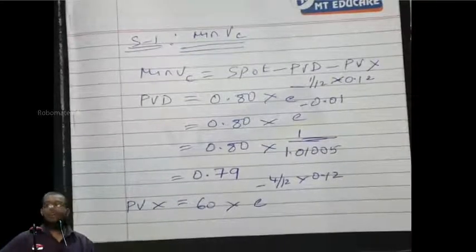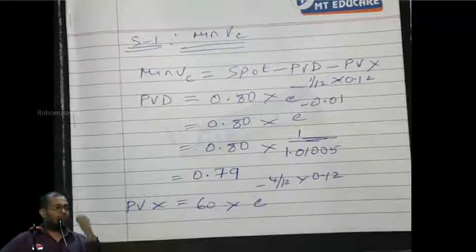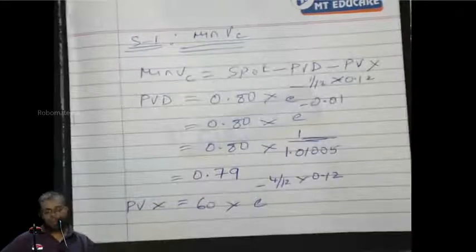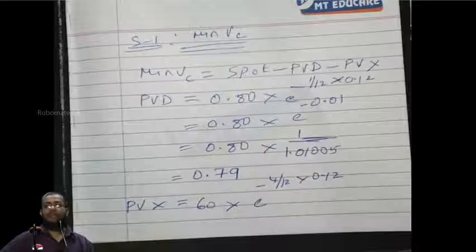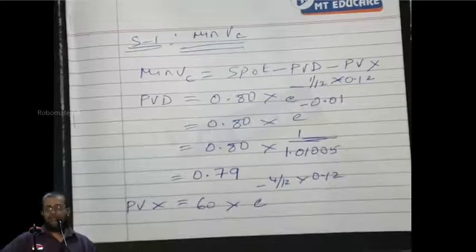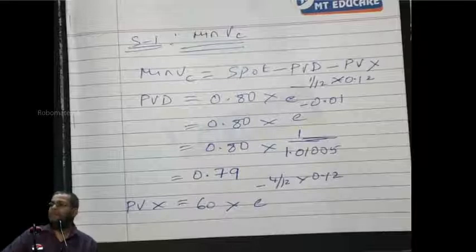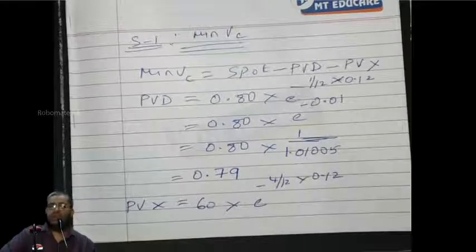Hence, the call is what? Underpriced. Hence, the call is underpriced, should be purchased. In bracket, purchase means what? Holding. Should be purchased, in bracket, hold. The call is underpriced, should be purchased (hold).